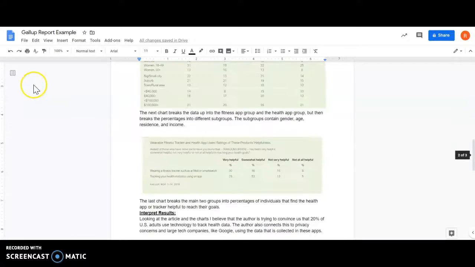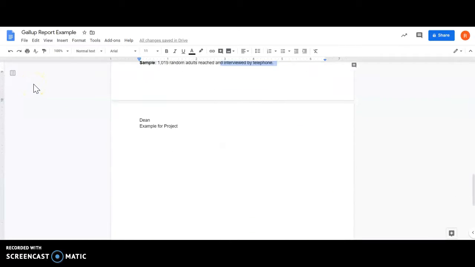And please ask questions. This is going to be the first big project, and it will kind of be really your grade that you have. So make sure you're asking questions and getting help and turning this in.